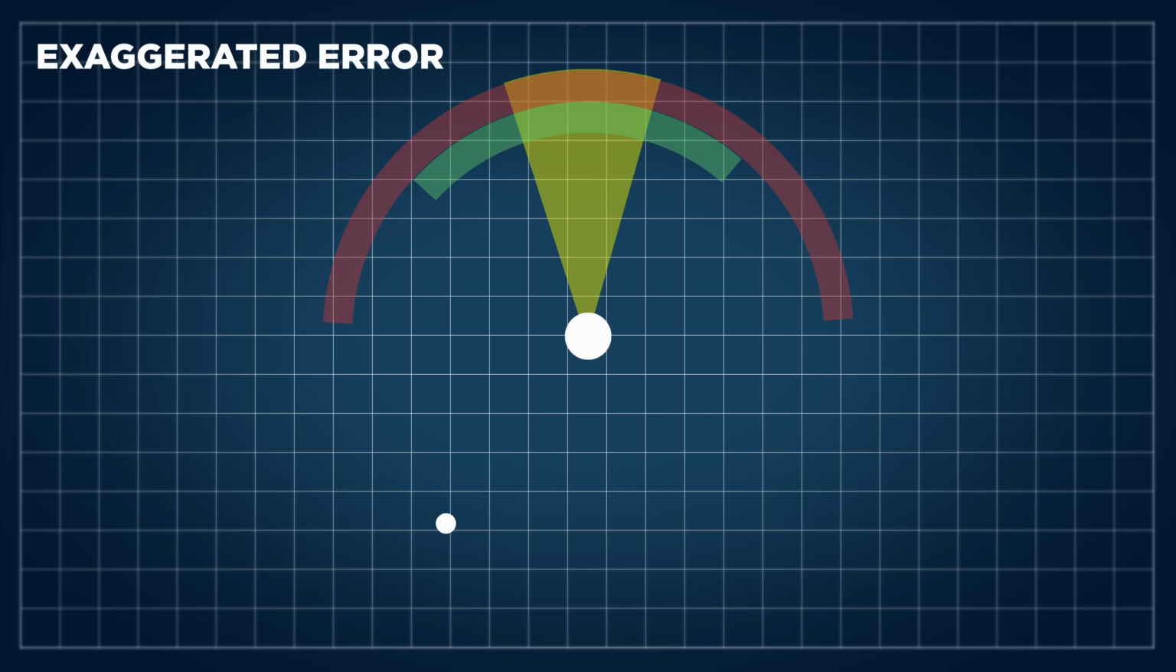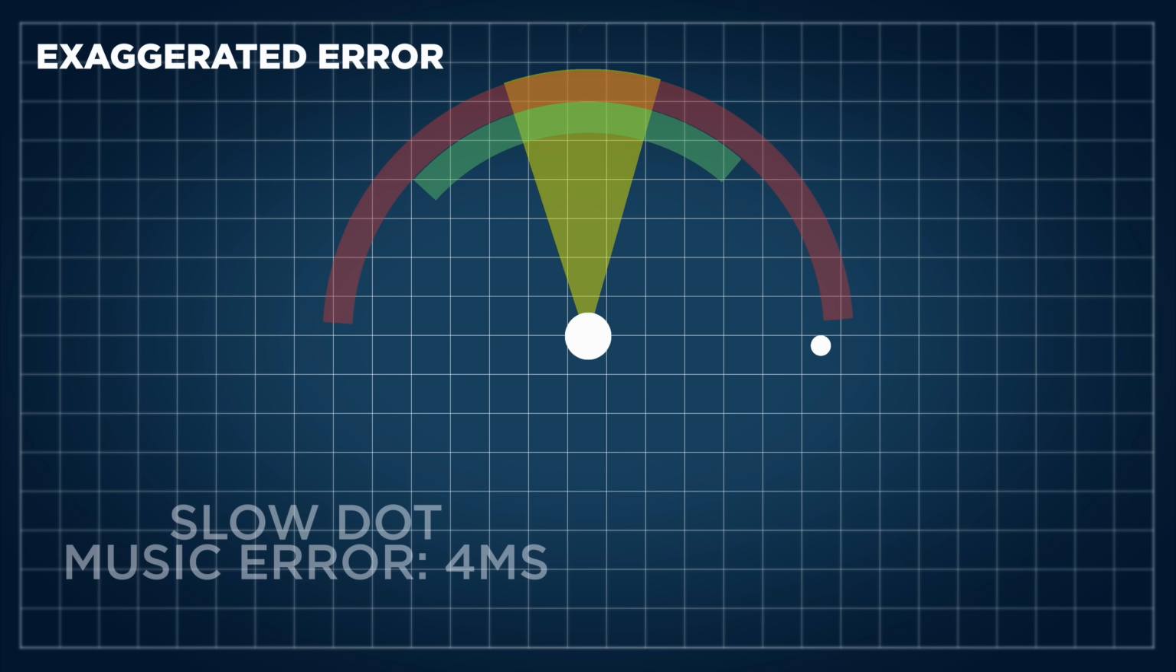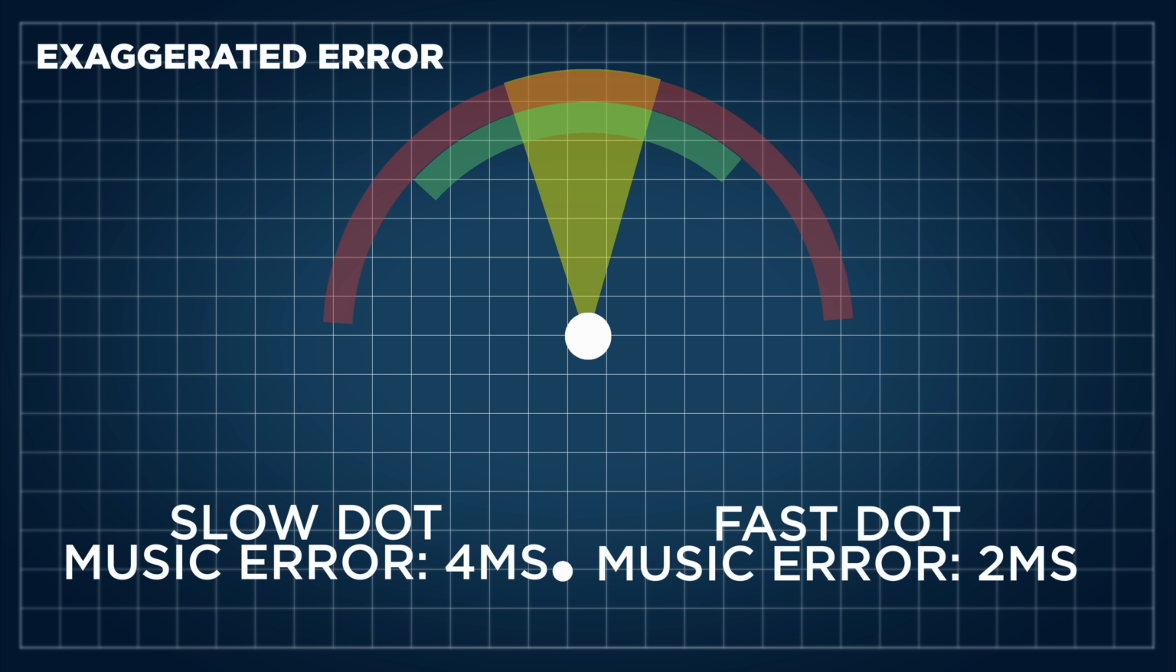The slow dot will spend more time inside this error area, the yellow area. And in this case, it can give a music error up to 4 milliseconds, whereas the fast dot spends much less time in this yellow error area and can only make a music error of 2 milliseconds. This is why I think the faster programming wheel will play tighter music. But let's try for real.